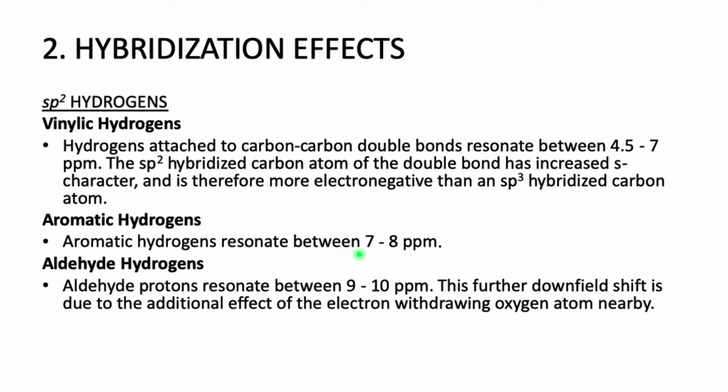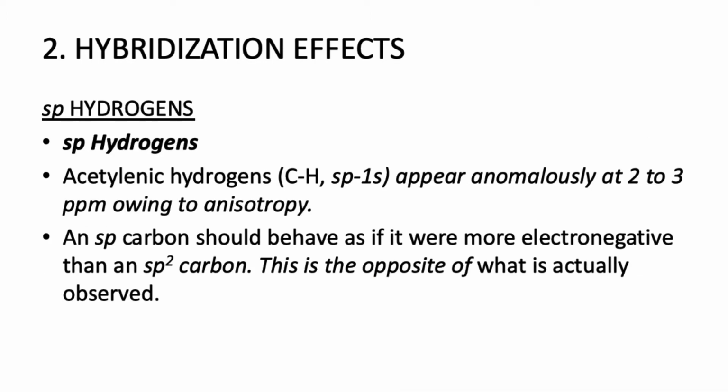The sp2 hydrogens, the vinylic hydrogens, usually appear at 4.5 to 7, whereas the aromatic hydrogens appear at 7 to 8, and the aldehyde protons appear at a further downfield region, which is 9 to 10 ppm. Compared to that, the sp hydrogens appear in a very shielded region, that is 2 to 3. This was because of the anisotropy.